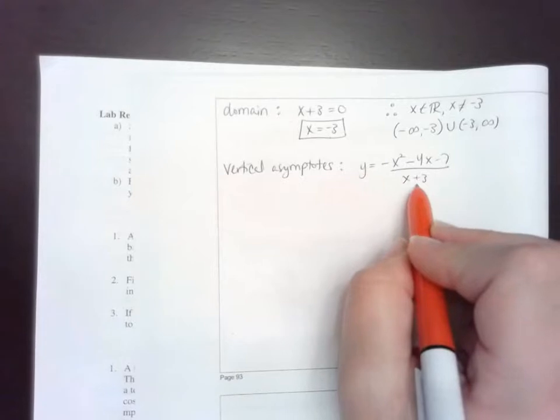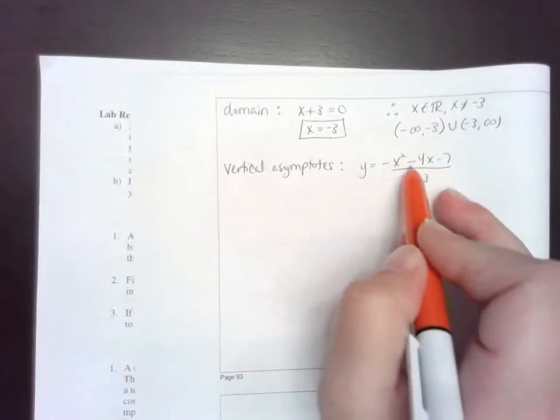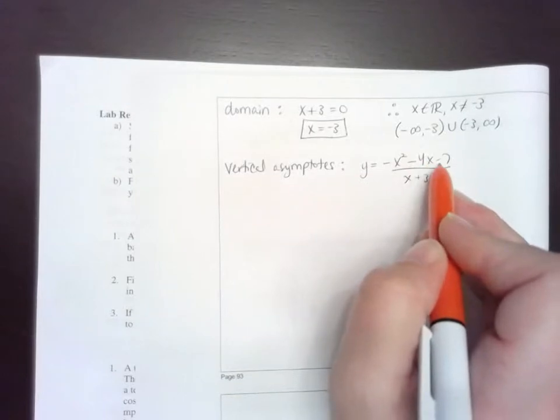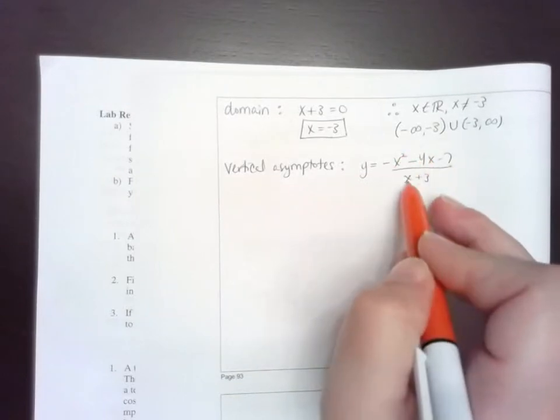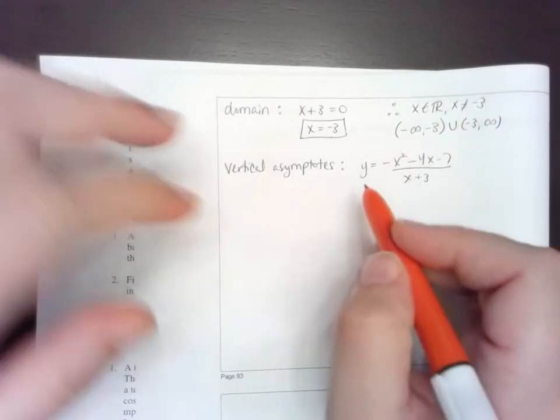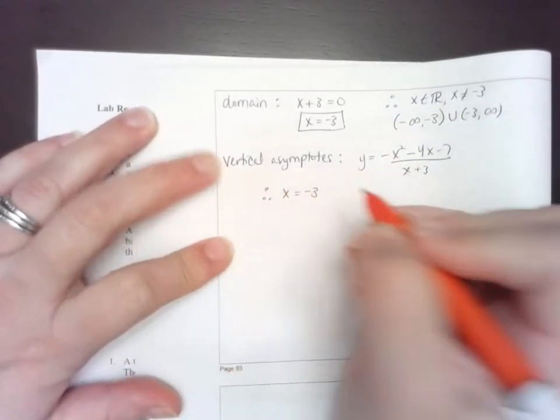Negative 3 makes the denominator 0, but if I plug in negative 3 to the numerator, I get 9. That makes it negative 9. Plus 12 would be positive 3. Minus 7 is negative 4. So the numerator and the denominator are different. The numerator is not 0. Therefore, there is an asymptote at the line x equals negative 3. It's not a hole.